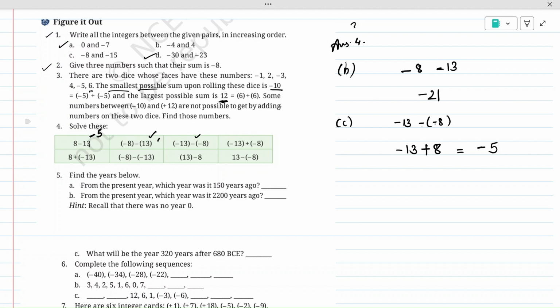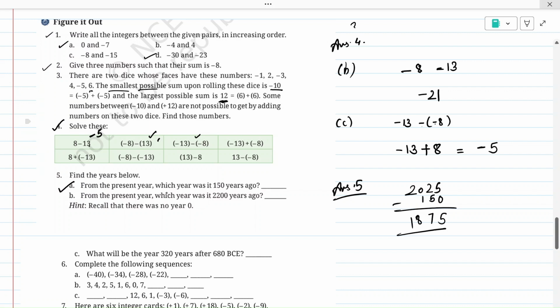Yeah. So now in the next question, 5th question, we have to find the years as being asked here. Question number 5. From the present year, which is 2025, which year was it 150 years ago? So we have to do the general subtraction here, and we will get what the year was 150 years back. It was 1875, right? So similarly, you can find out the other one, 2200 years ago, right?